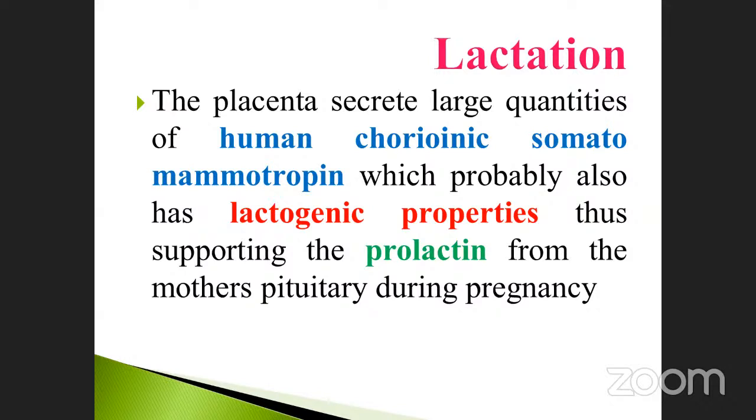Okay, the placenta secretes a large quantity of human chorionic somatomammotropin, which probably also has lactogenic properties. It has milk-related properties, supporting the prolactin from the mother's pituitary during pregnancy. These are the hormones essential for the production of milk from the mammary gland.